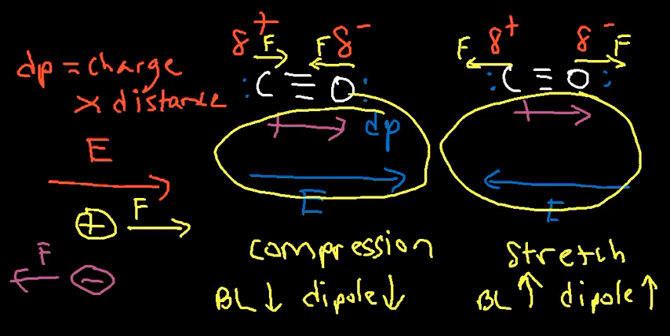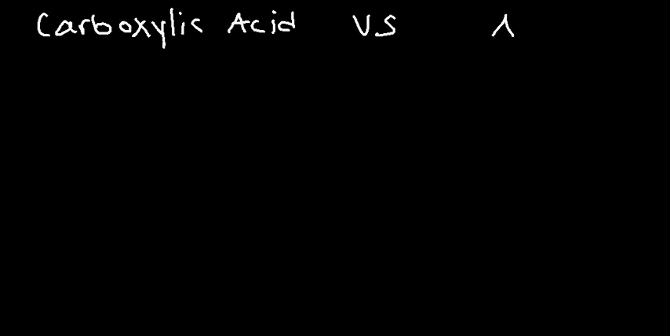But now let's go back to functional groups and the signals that you need to know in order to distinguish them. So let's talk about a carboxylic acid versus an alcohol.